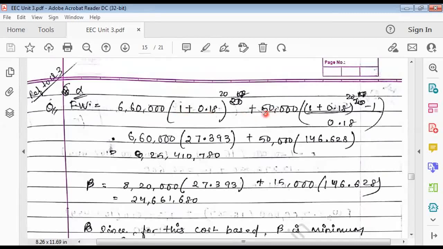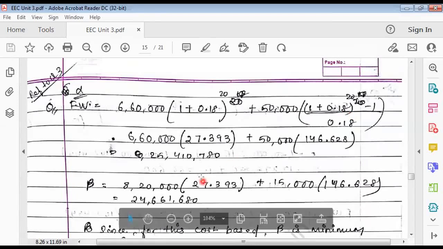But for the second one, you see, it is annual operational maintenance cost. Every year, the company must spend 50,000 rupees for the next 20 years. So you find that this is an annuity problem. And accordingly, the second formula has been used, which is (1 plus 18%) whole to the power 20 minus 1, whole divided by 18%. Correct. And if you remember the value for this formula, you can simply multiply, and that's what exactly you find.